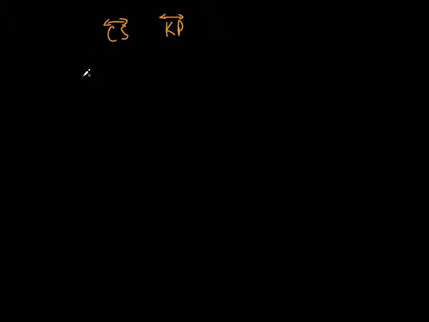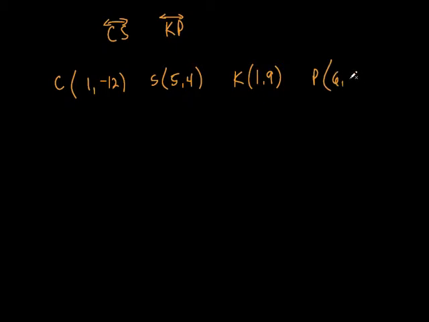Let's do number 11. We got 1, negative 12. That's C. And then S is 5, 4. K is 1, 9. P is 6, negative 6. All right, and this is what it says. Are they parallel? Are they perpendicular? Or is neither one of those things true?